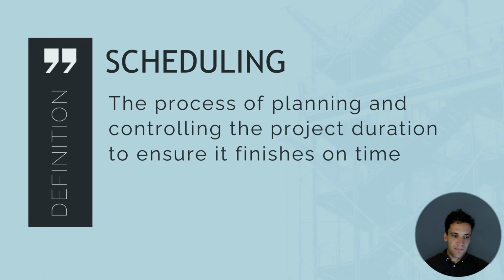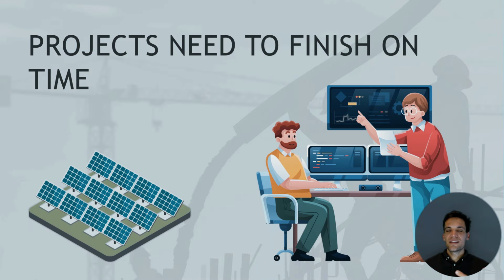Project scheduling is the process of planning and controlling the project duration to ensure that it finishes on time. Why does scheduling matter and why is it so important? Well, put simply, projects need to finish on time. If we're doing a project, it's because it serves a need. The quicker we can deliver the value, the quicker we can address that need, the better the project's going to be.